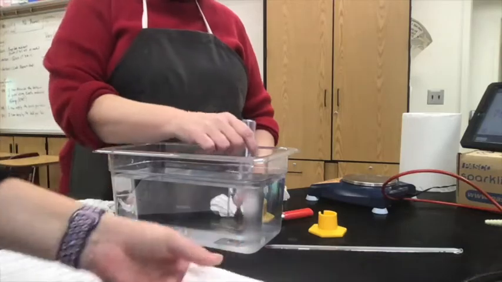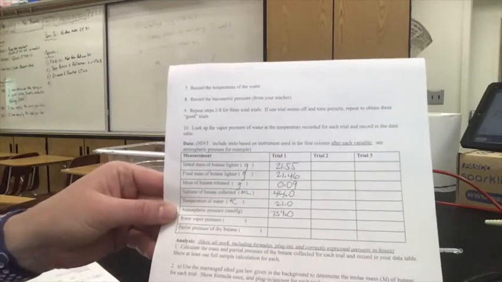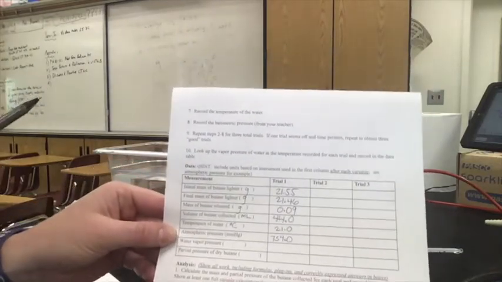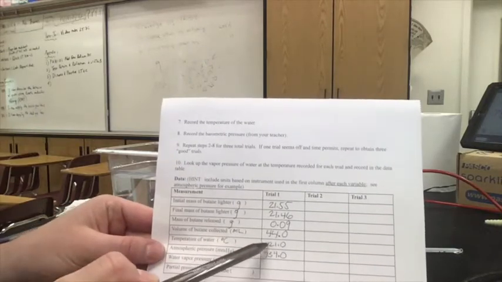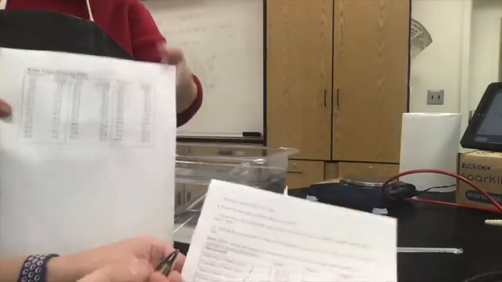Okay. Now, the next little piece of this is the water vapor pressure, and water vapor pressure is really dependent on the temperature of the water, which we just took. We just figured out the temperature of the water is 21.0 degrees Celsius. So we need to figure out what our water vapor pressure is at 21.0 degrees C.